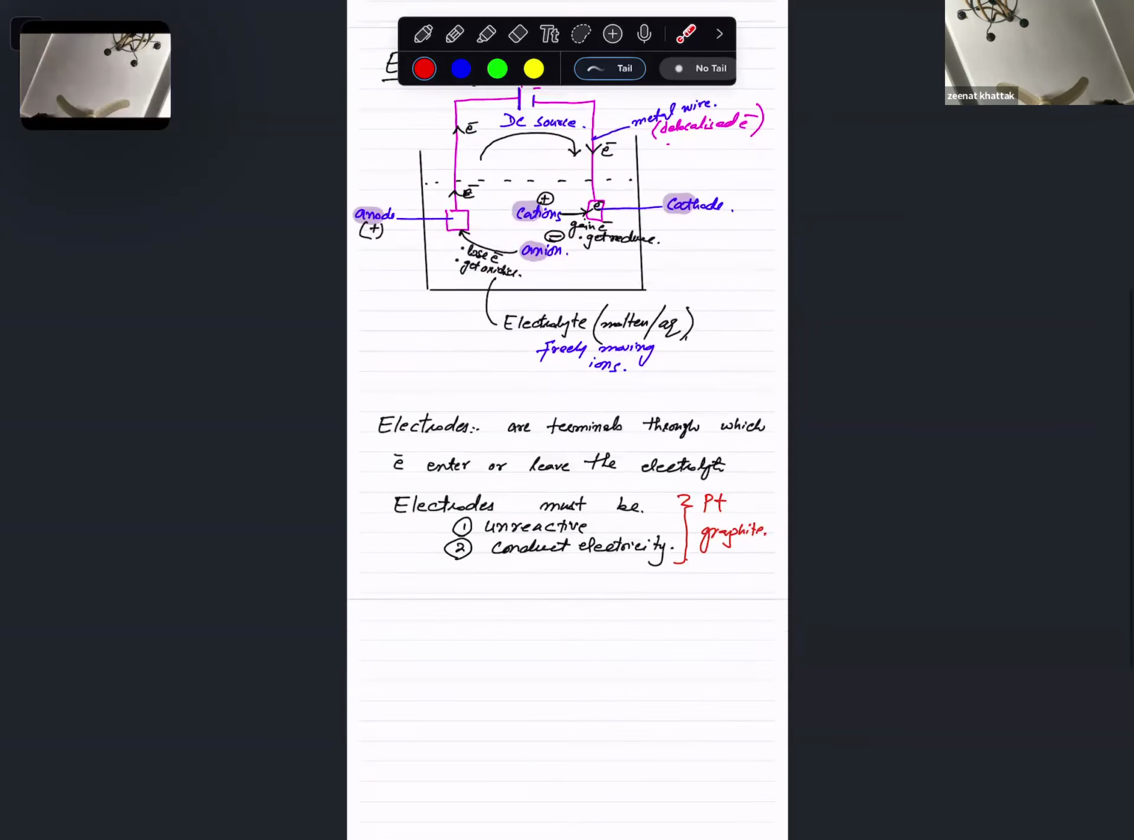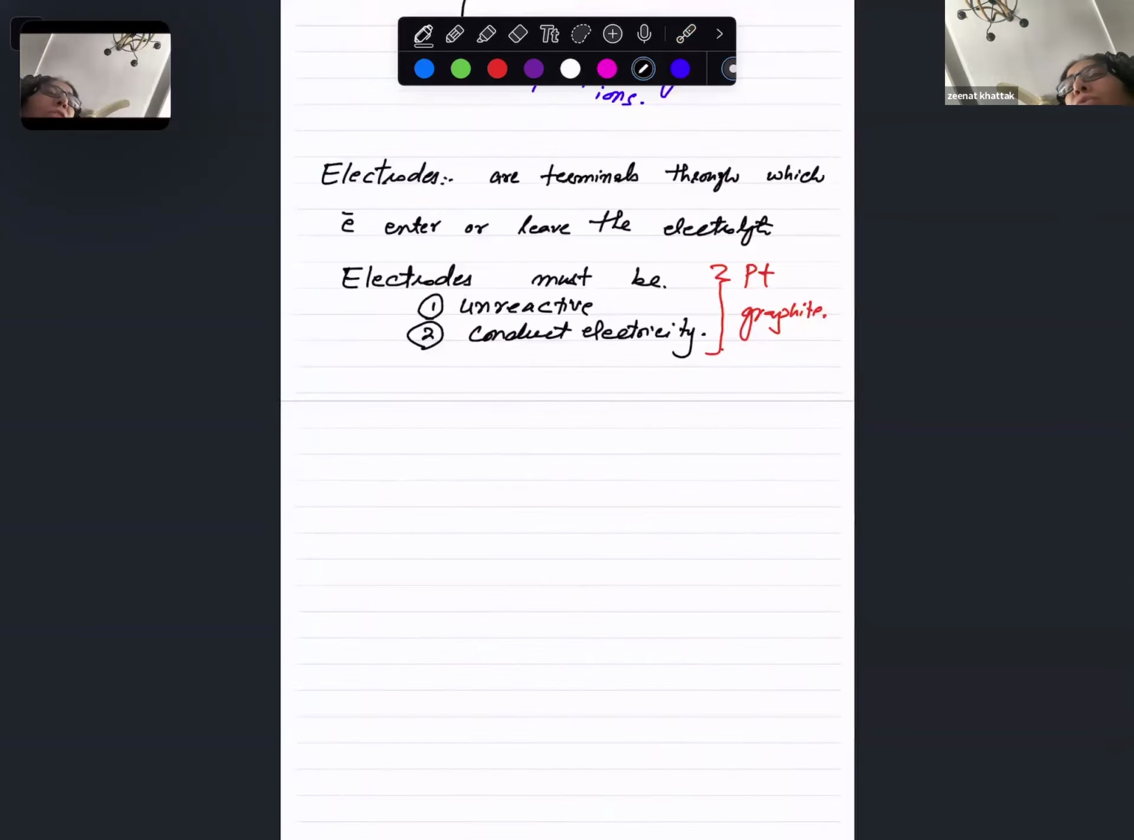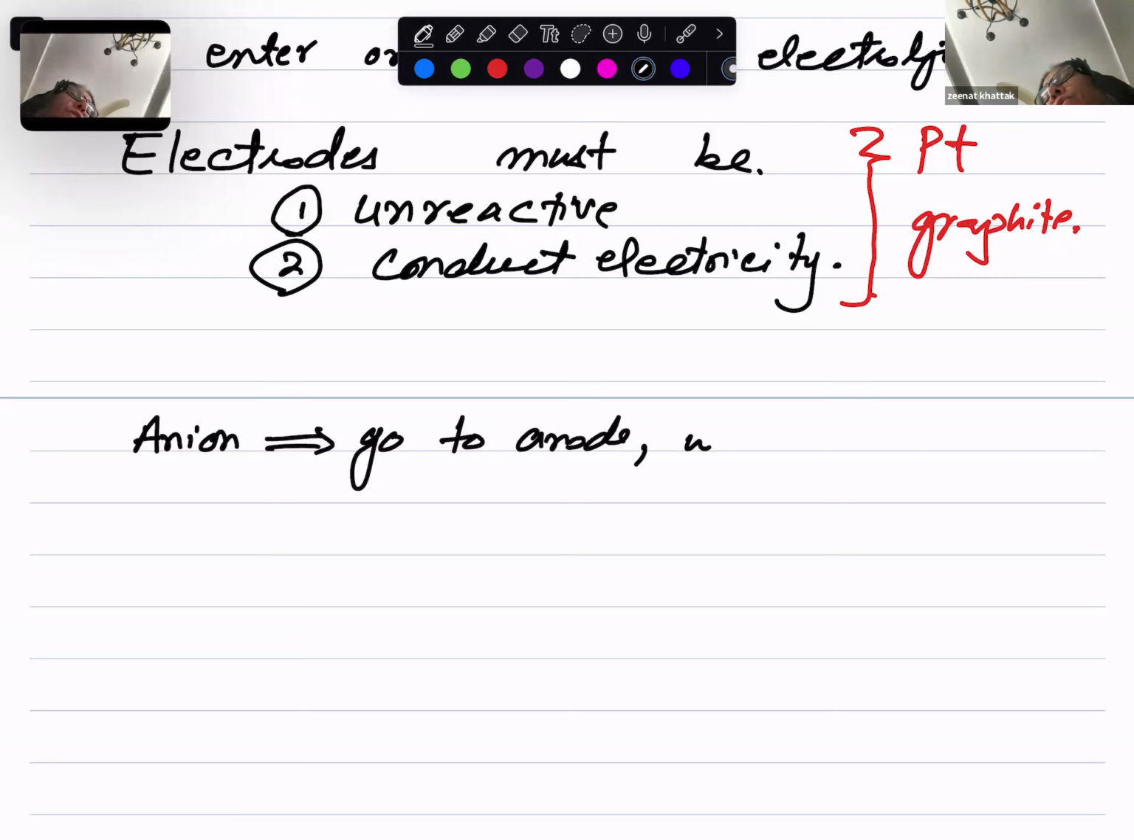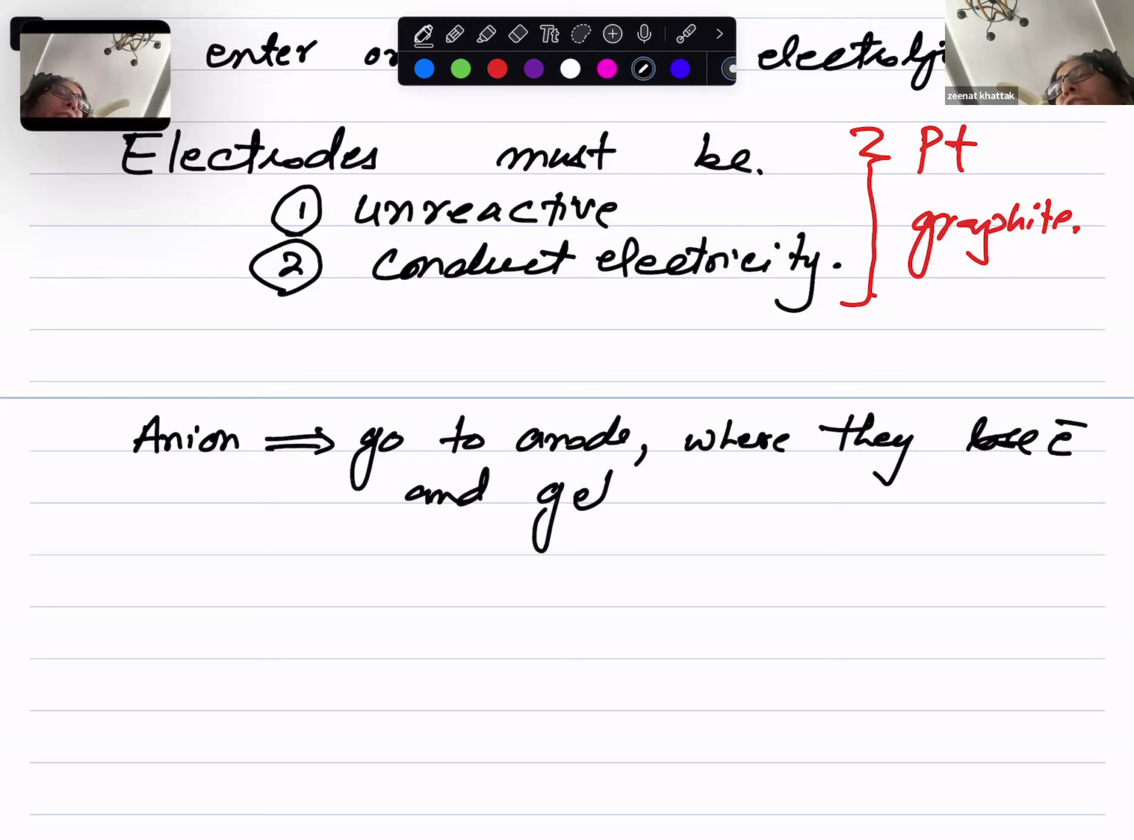Right? Now, we can write that anions go to the anode, where they lose electrons and get oxidized.